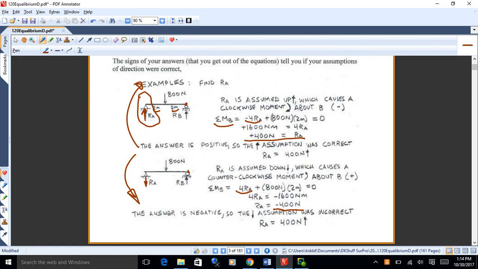Okay? So notice that regardless of which direction I assumed RA to act, looking at the numbers and the signs on the answers, in both cases, I get that RA is upward. Okay? So you just have to be aware what those signs mean. When you put them into the equations, it's the direction that the things act. When you look at what comes out of the equations on the answer, it's whether your assumption was correct or not. All right.